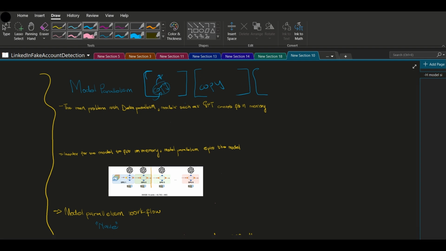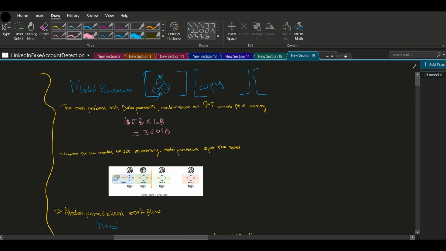For instance, we know that GPT has 165 billion parameters. If I multiply this by 16 bits, this is going to give us close to 350 gigabytes. And now using the best GPU, the NVIDIA A100, which has 80 gigabytes, this GPT model wouldn't fit in our server. So here you can think we have an A100.